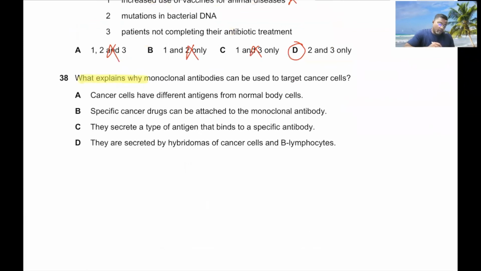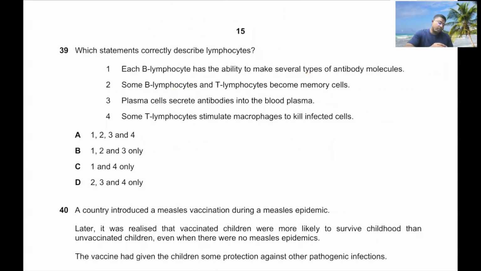What explains why monoclonal antibodies can be used to target cancer cells? All right, cancer cells have different antigens from normal body cells. Yes, they do. Specific cancer drugs can be attached to the monoclonal antibodies. All right, this does not explain why we can target cancer cells. They secrete a type of antigen that binds to a specific antibody. No, antibodies are secreted by hybridomas of cancer cells and B lymphocytes. No. So option 38, A: cancer cells have different antigens than normal body cells.